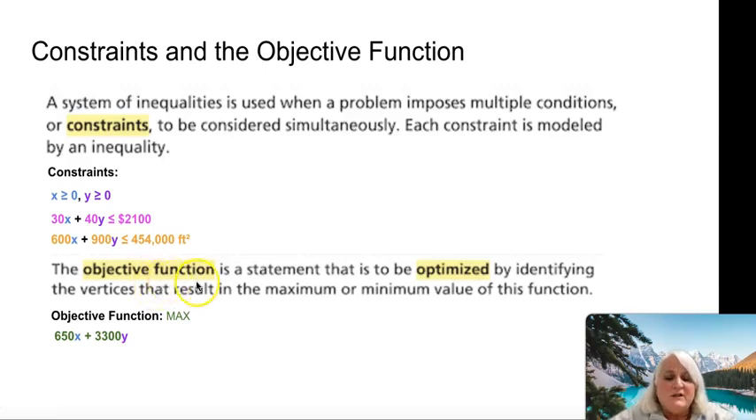The objective function is a statement that is to be optimized. Optimized means makes the maximum or the minimum. You identify the vertices that result in the maximum or minimum value of this function. But first you have to write the objective function, and the objective function is always in the question. It will say maximize or minimize. And then you write an expression. There's no equal sign in it, because you're going to find out what it equals when you plug in the X and the Y.